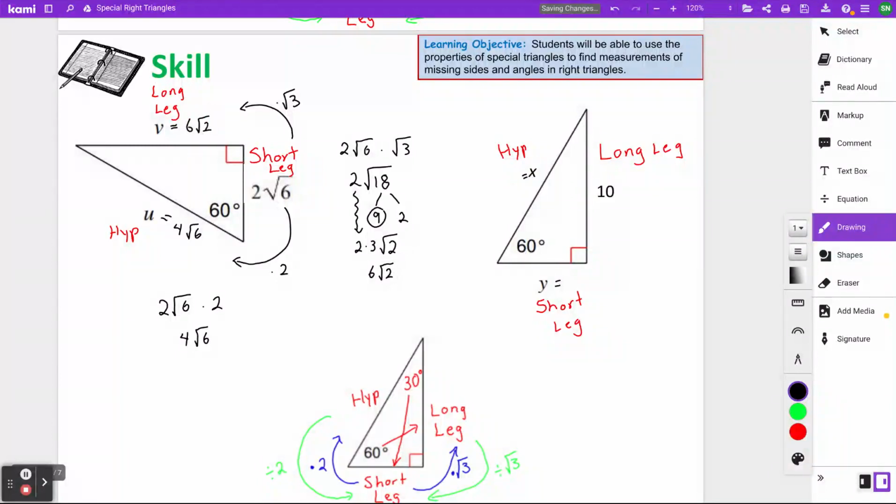For the problem on the right hand side, we are given the long leg. To go to the short leg, we need to divide by the square root of 3. So we have 10 divided by the square root of 3.